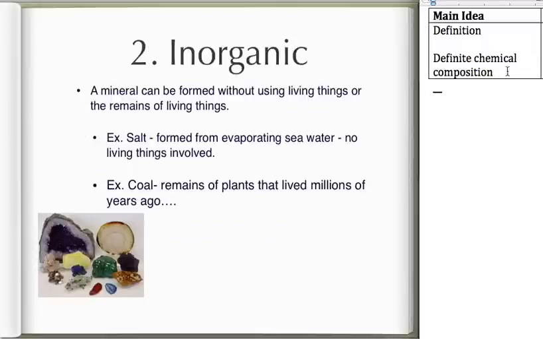Next up, it has to be inorganic. Organic doesn't just mean organic food grown without artificial pesticides; for science, organic means to come from a living thing. So a mineral has to be able to be formed without using living things or the remains of living things. An example of a mineral would be salt. If you let seawater evaporate, you get salt. That's inorganic, so that could be considered a mineral.